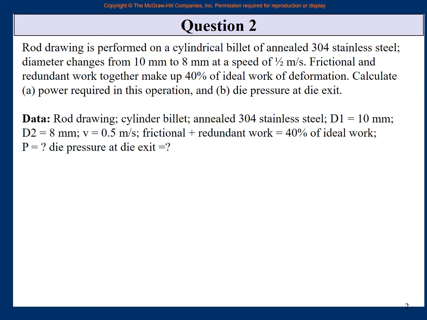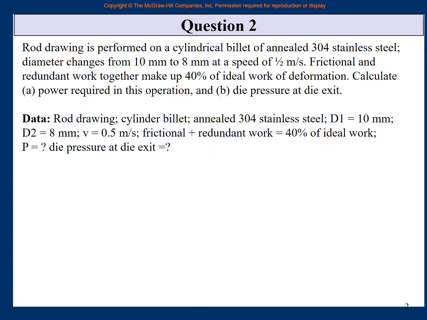So let us see, as I always say, what is the data, the knowns and the unknowns. It is rod drawing. There is a cylindrical billet. The material is annealed 304 stainless steel. Initial diameter 10 mm, final diameter 8 mm. Velocity of drawing 0.5 meters per second. This is important: friction plus redundant work is equal to 40% of ideal work. What is the power required and what is the die pressure at the die exit?